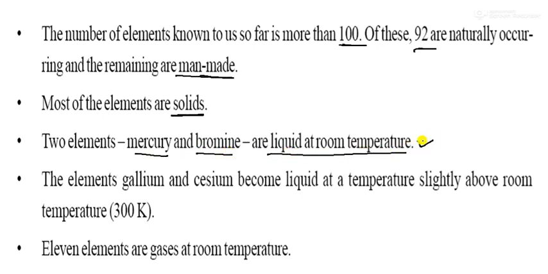Always remember, बहुत important question है ये. It is a very important question. 2 elements, mercury and bromine, are liquid at room temperature. The elements gallium and cesium become liquid at a temperature slightly above room temperature. रूम टेम्परेचर से थोड़ा सा ही ज़्यादा करने पर ये भी लिक्विड की फॉर्म में आ जाते हैं. Which one? Gallium and cesium. 11 elements are gases at room temperature. 11 एलिमेंट्स हैं जो गैसियस फॉर्म में रहते हैं एट रूम टेम्परेचर. So you have to remember this one.